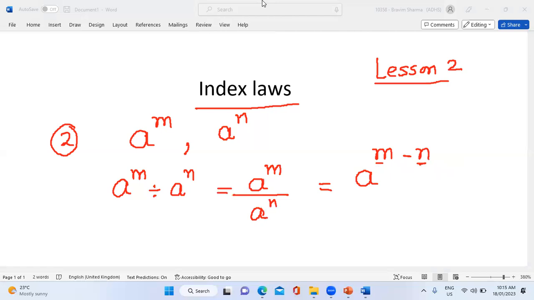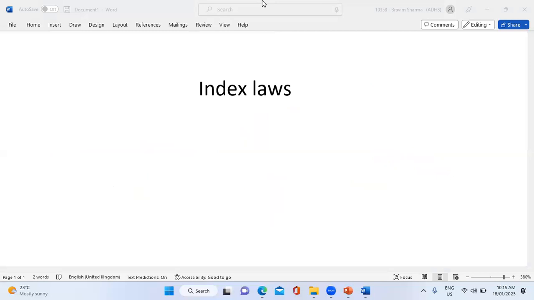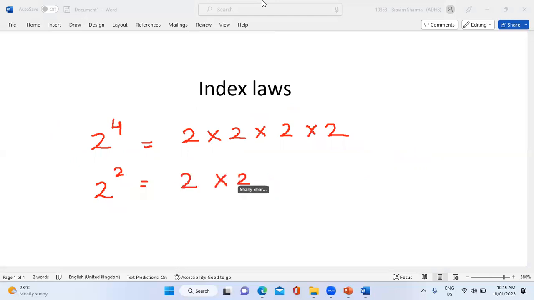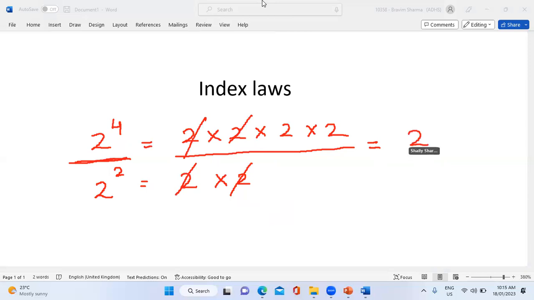Now we will learn how this formula is generated. So let me give you an idea about that. For example, I have 2 raised to the power of 4, which means 2 times 2 times 2 times 2. And if we have another one, 2 raised to the power of 2, which is 2 times 2. Let's say I am dividing 2 raised to the power 4 by 2 raised to the power 2, which means I am dividing their expanded form. I can write that way. So these 2's will be cancelled, these 2's will be cancelled. So we will be left with 2 times 2. So I can write it 2 raised to the power of 2.